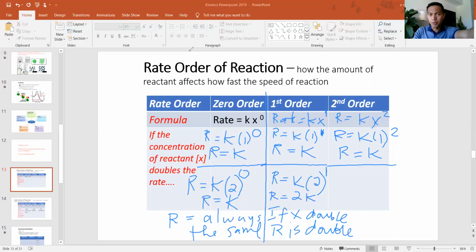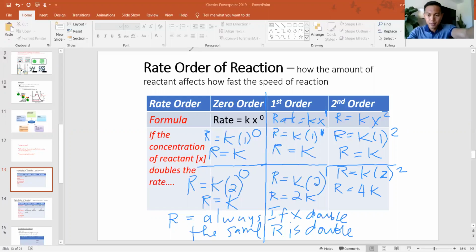What if we double this now? So R is equal to k times 2 to the second power. If we do that, aren't we going to end up with a value of R is equal to 4k? Let me write this down. Meaning 2 squared is 4. 4 times k is 4k.